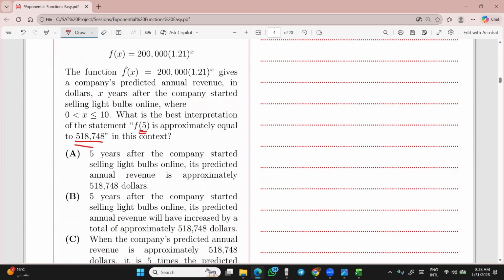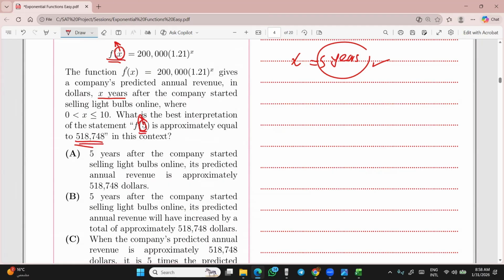F of 5 instead of f of x. So x here is replaced with 5. So x became 5. And we can write big x as well. Search in the question: x what? X years. So we can say x years is 5 years. Instead of this x, we write 5. So instead of x years, we can say 5 years. 5 years should be in the options here.